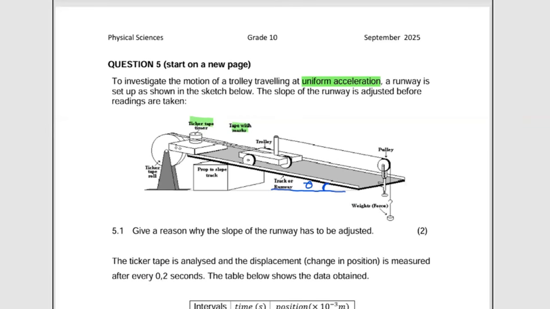Then after that, we are asked to give a reason why the slope of the runway has to be adjusted.